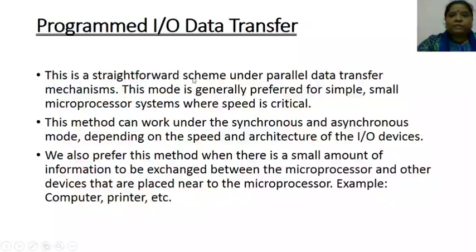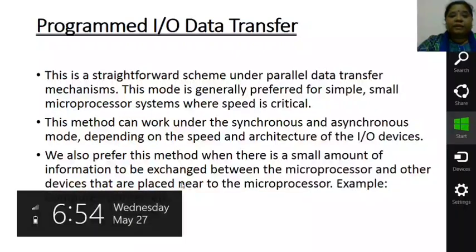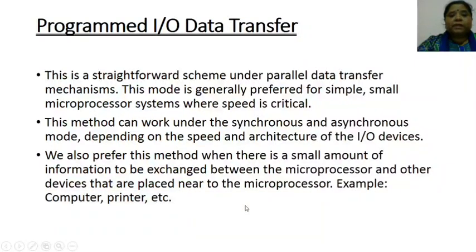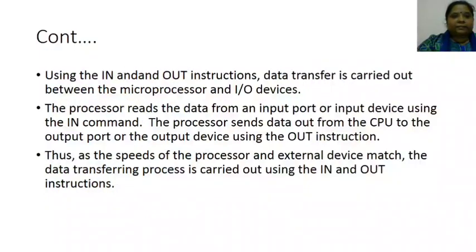This is a straightforward scheme under the parallel data transfer mechanism. This mode is generally preferred for simple, small microprocessor systems where speed is not critical. This method can work under the synchronous and asynchronous mode depending on the speed and architecture of the input-output devices. We also prefer this method when there is a small amount of information to be exchanged between the microprocessor and other devices that are placed near to the microprocessor, for example, computer, printer, etc.